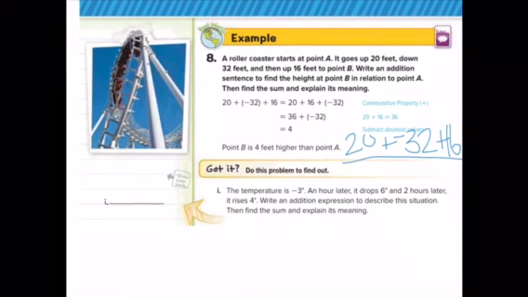They had already written this out for us, but this is where I got the numbers. When it went down 32, we had to use a negative. It was going up 16, and it was already 20 feet up in the air. They rearrange these with the commutative property so that you can have your positive numbers together. 20 plus 16 is 36. 36 plus -32, our result would be positive 4. Point B is 4 feet higher than point A.